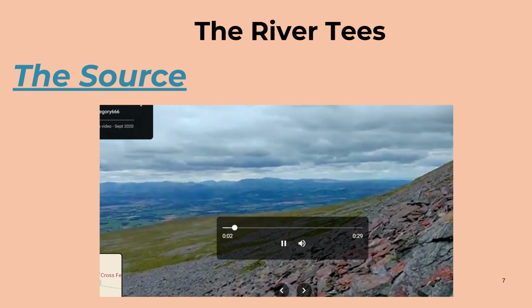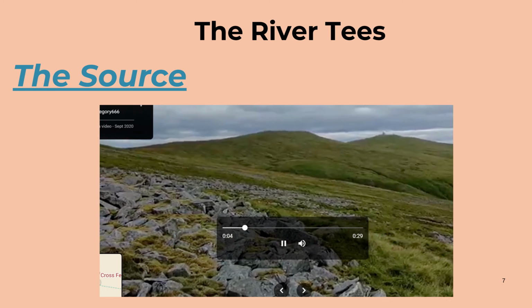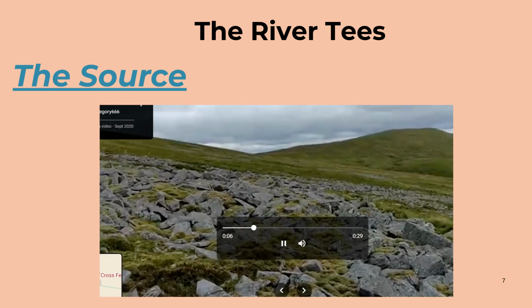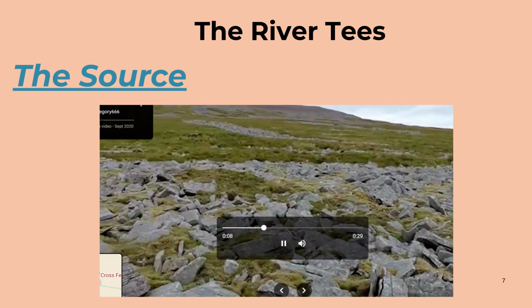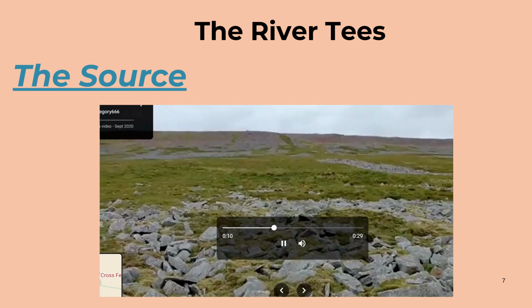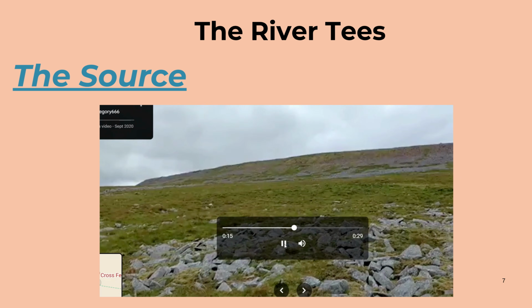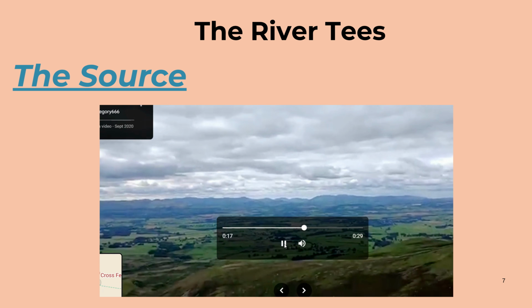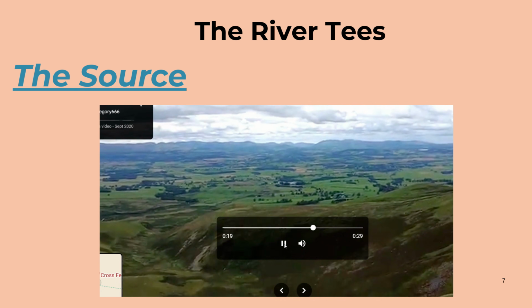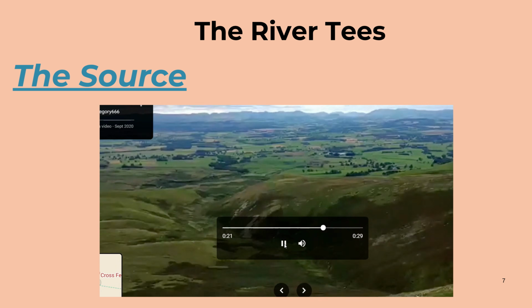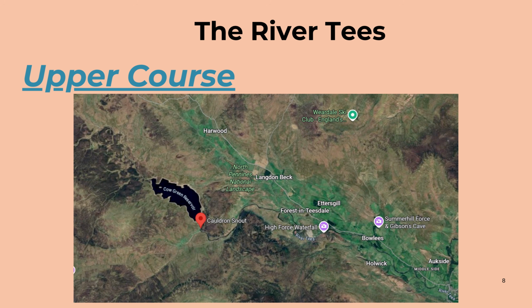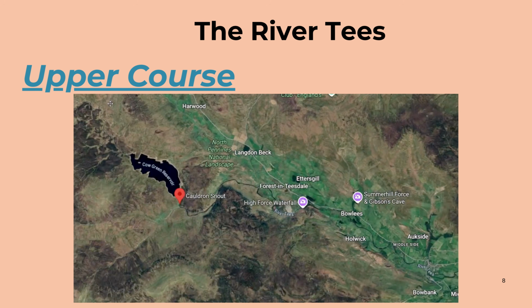Huge amounts of rainfall, huge amounts of erosion, lots of weathering in this upper course area as well. This is one of the wettest parts of the UK, and indeed the highest point in the whole of the Pennine Hills. The area is mostly made up of carboniferous rocks, mostly sedimentary like sandstones and limestones. And you can see that V-shaped valley coming together. So let's look at the upper course.